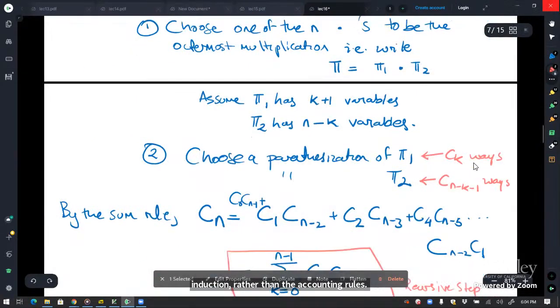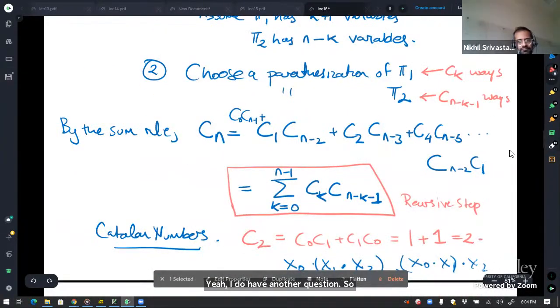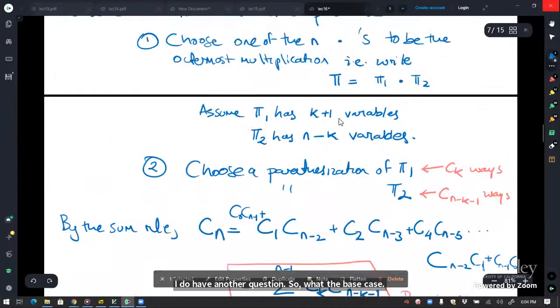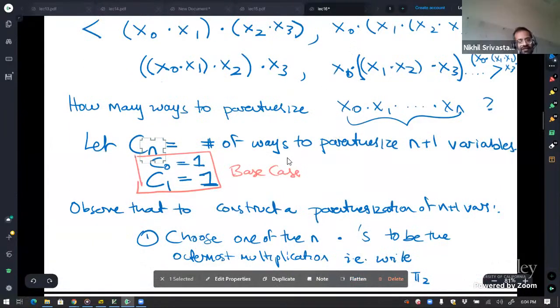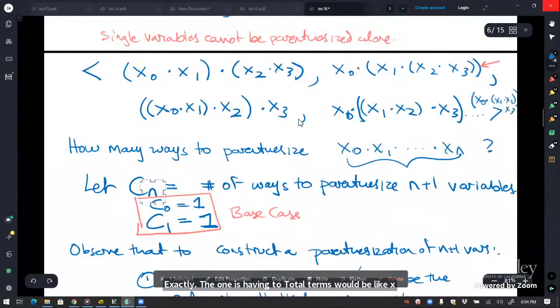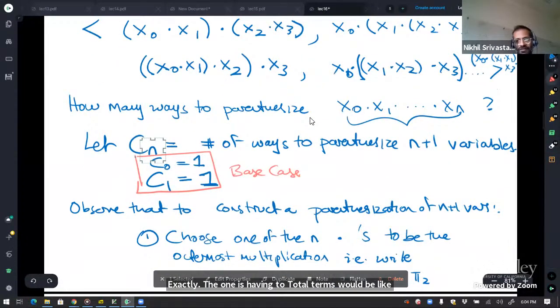Yeah, I do have another question. So with the base case, I'm assuming C0 would refer to having one total term. Exactly. C1 is having 2 total terms. It would be like X0 and X1. Exactly. So let's just draw out the base cases here. So C0 is the case just X0. There's only one. You can't put parentheses. So that's it.